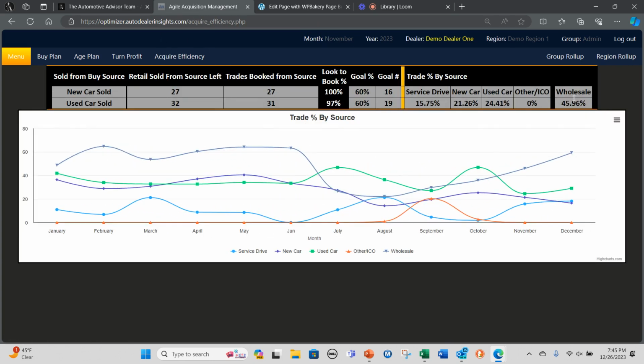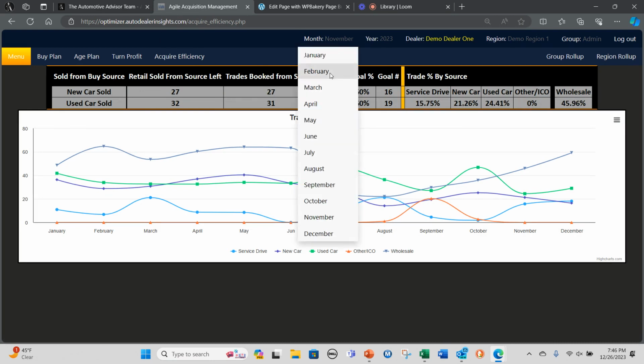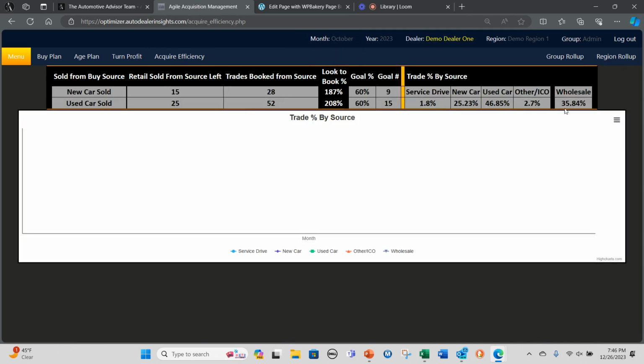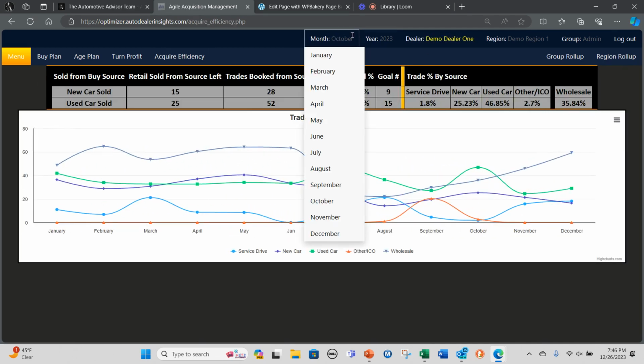We need to keep an eye on that. But their other trade sources are different. That they get rid of something else. So if you look at October, an ICO, they had an ICO product, but they don't in November.